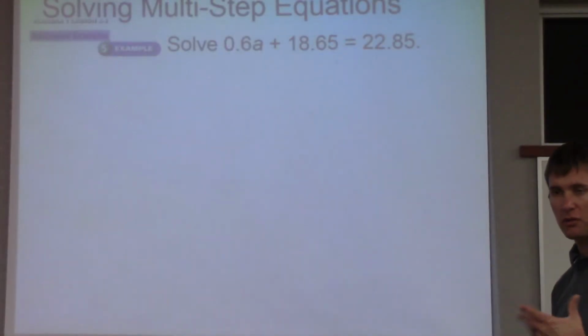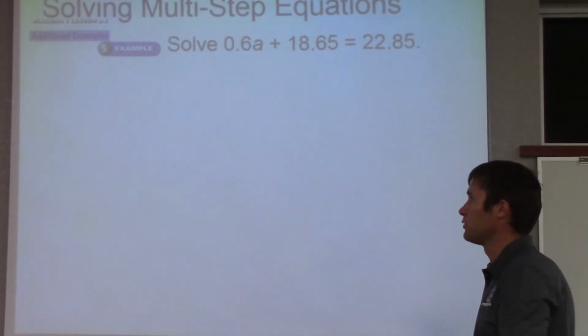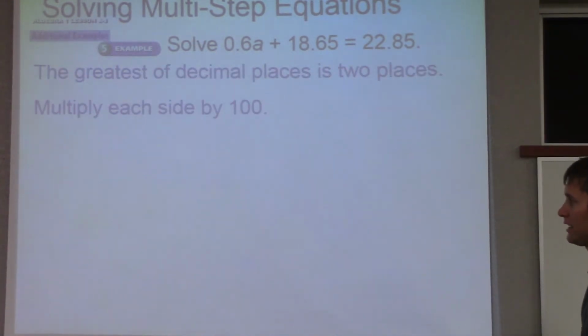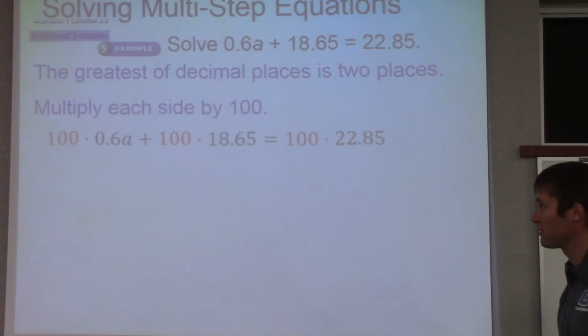To get rid of this decimal point, I'd have to move it over 1, 2. To get rid of this one, I'd have to move it over 1, 2. So the most I would have to move is 2. So we're going to move all decimal points 2 places. Right? So if we do that, multiplying by 2 decimal points is multiplying by 100.